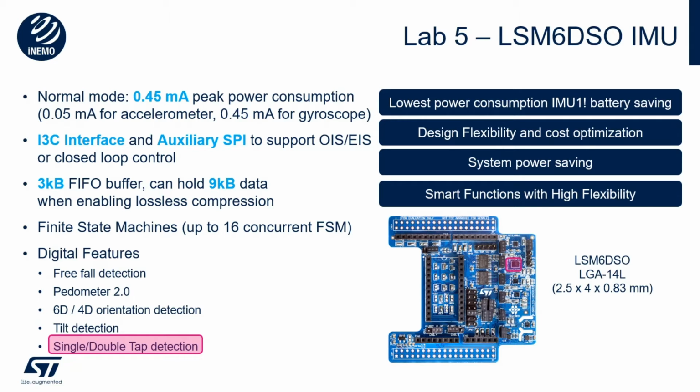The sensor has a large first-in first-out buffer. It is made of 3 kilobytes of memory but can typically hold as much as 9 kilobytes of data when lossless compression is enabled. Data can be processed on board by embedded finite state machines. Up to 16 finite state machines can run concurrently to detect specific sequences of events and generate the corresponding interrupts.